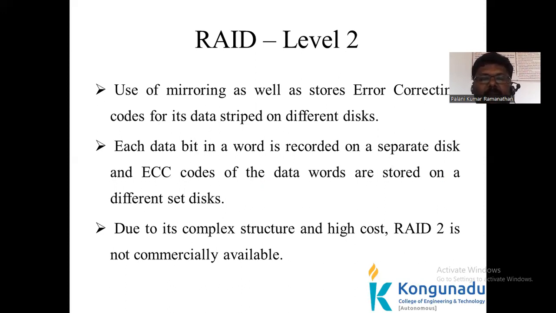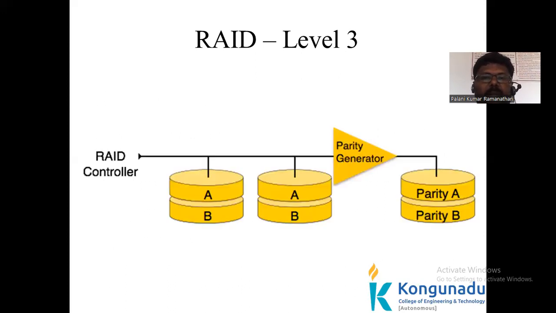So due to its complexity, level 2 is not available commercially. So level 3, along with level 1, why? Because it uses mirroring techniques. Along with that level 1, it also uses parity. So parity is going to find whether it receives correct data.